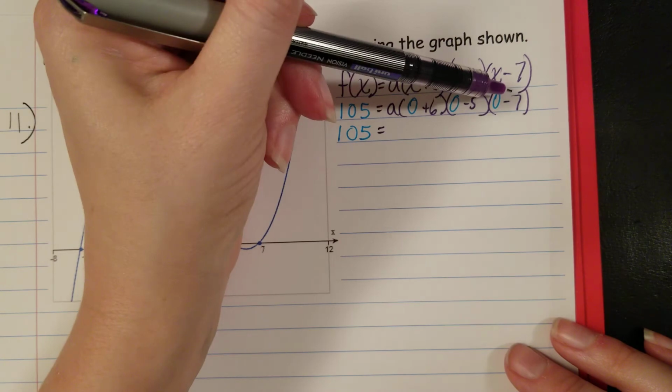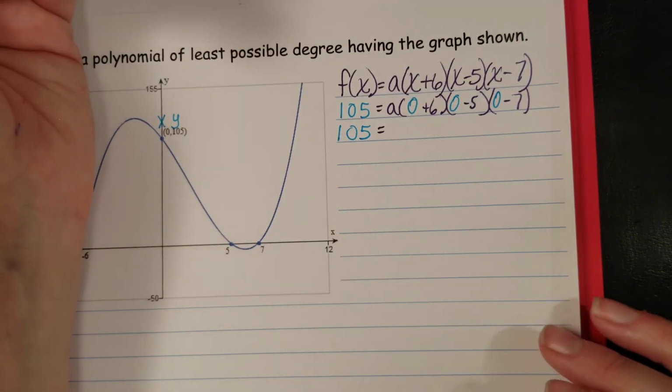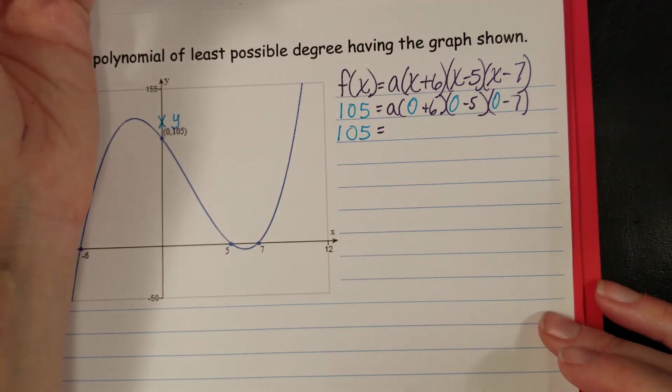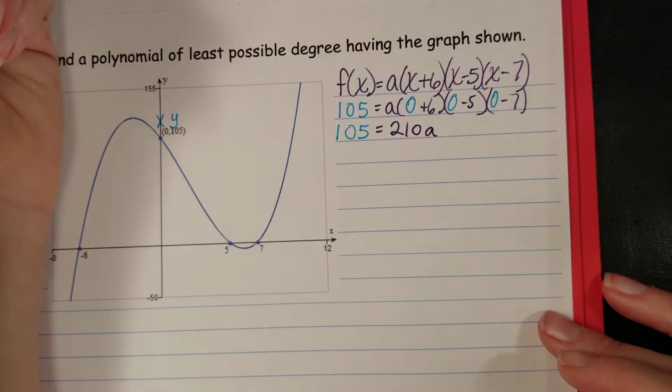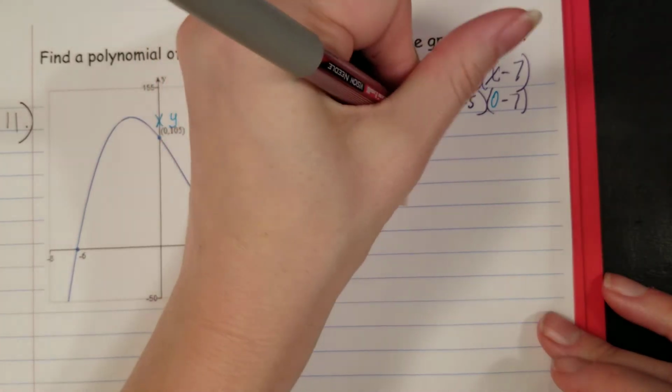So it's basically 6 times -5 times -7. The negatives would cancel out. Let's see. So 6 times 5 would be 30. 30 times 7 would be 210. So this is going to be 210a. And then I just need to divide both sides by 210.